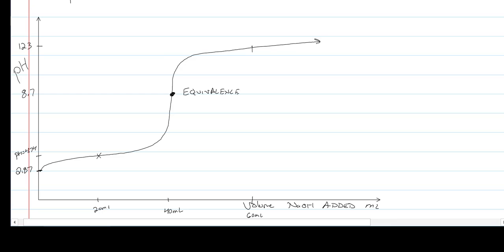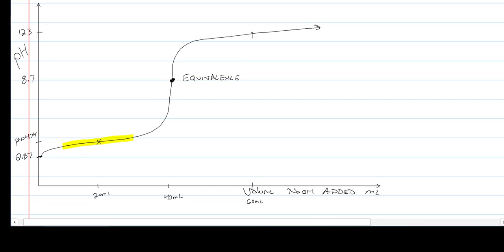And right there. And we have what we call this region right here on this chart. It's a little bit different. My graph is not as nice, maybe, as your book's picture. This is the buffer region, where the pH didn't change much. So that's a strong weak example.